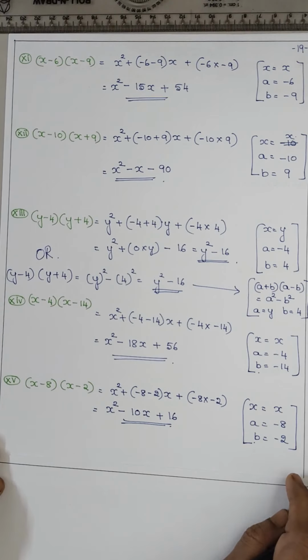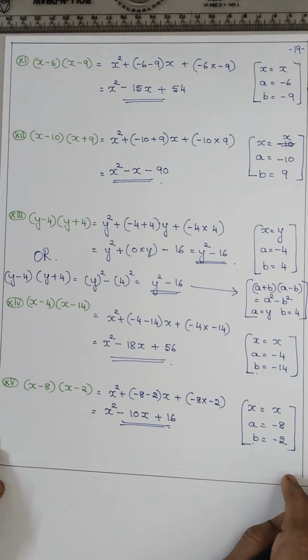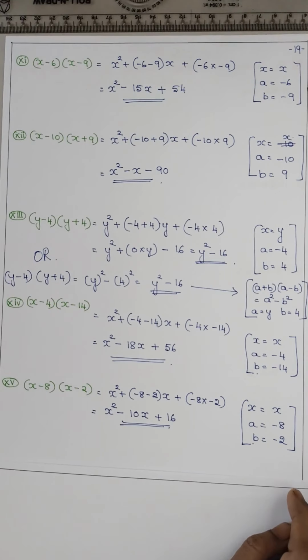Is it clear? So we have completed worksheet 5, question number 1. It's having 15 sums. Hope you are confident of this type of sums, isn't it? When you do so many sums, you have to be confident.